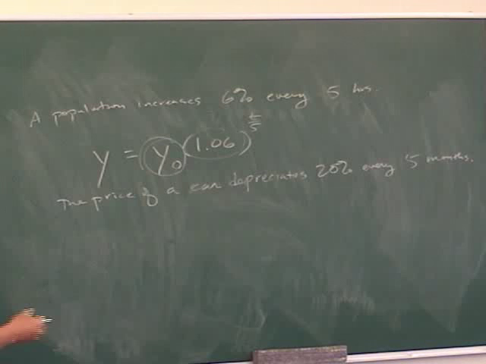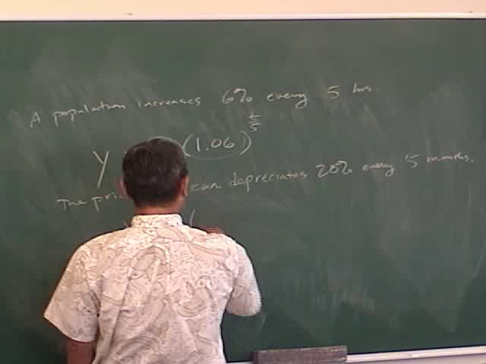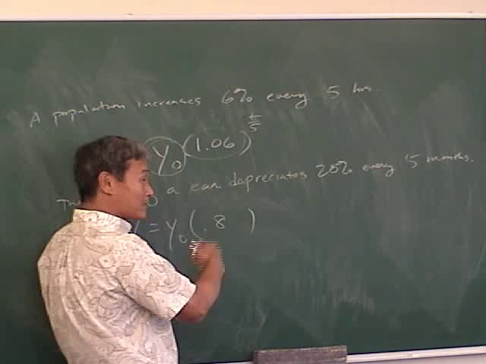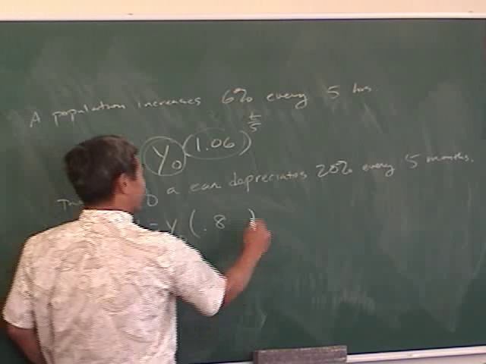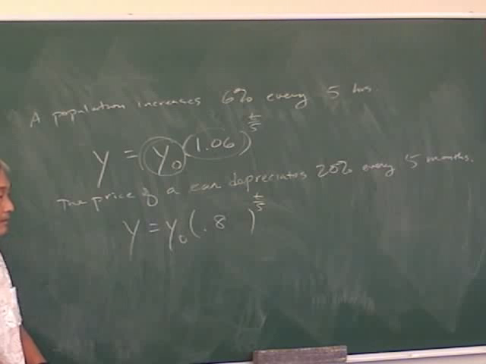So how do we write an exponential function that models this? y equals y naught. What number do I put in? 0.8, because it's x minus 0.2x, right? Then t over 5.